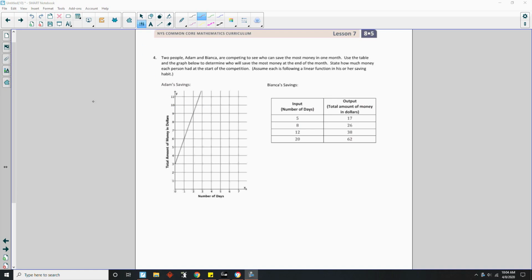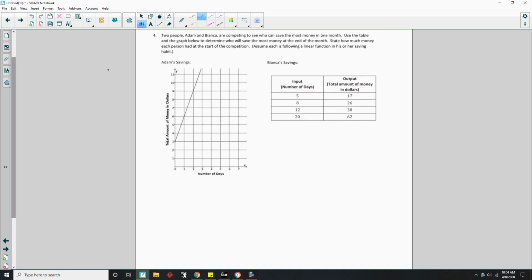Okay, page 4 brings us to problem number 4, and it says, two people, Adam and Bianca, are competing to see who can save the most money in 1 month. Use the table and the graph below to determine who will save the most money at the end of the month. State how much money each person had at the start of the competition. Assume each is following a linear function in his or her saving habit. So Adam's graphed, Bianca's tabled.